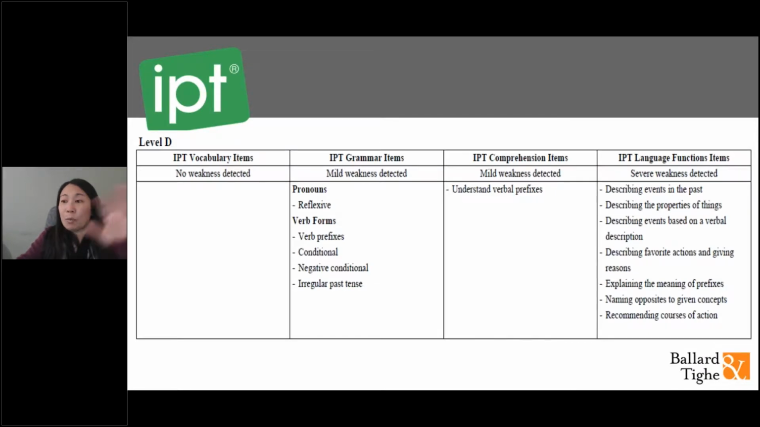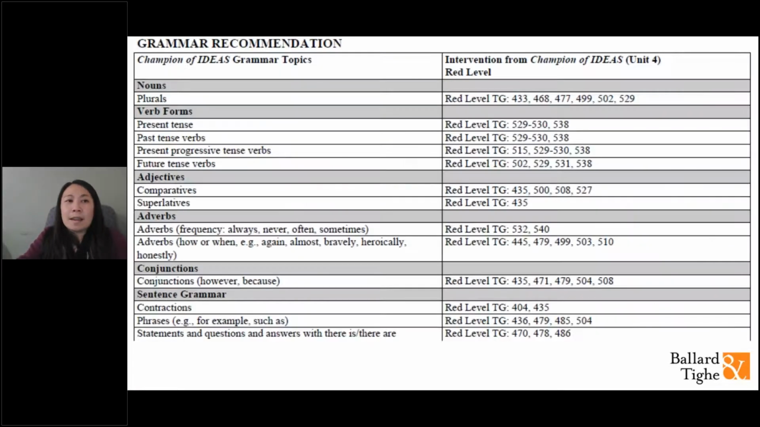the chart of the weak areas that you can focus on to get the students to that next level, which would be E. So you can use this as a checklist. But again, notice the language functions. Again, describing, explaining, recommending. You're going to see the chart, but here you're going to see all the red level. In Champion, you'll have 2 different levels. So you'll see that there.